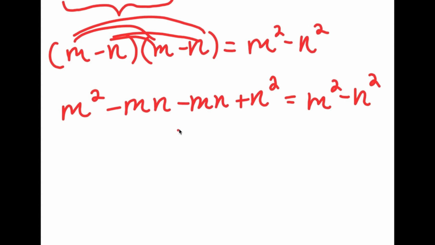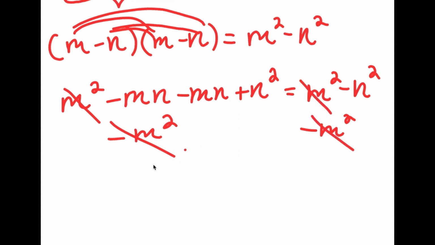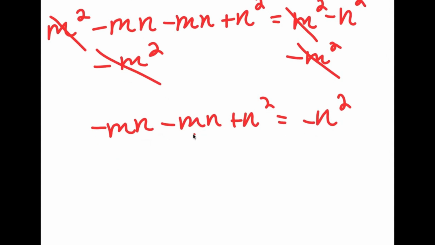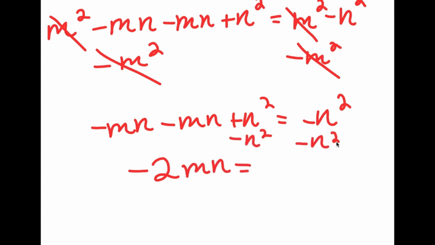Now, I can do a few things here. I can first start by subtracting m squared on both sides, so these two m squareds cancel out. And now I'll be left with negative mn minus mn plus n squared is equal to negative n squared. Now negative mn minus mn is equal to negative 2mn. And then if I subtract n squared on both sides, these two cancel out and I get negative 2n squared.